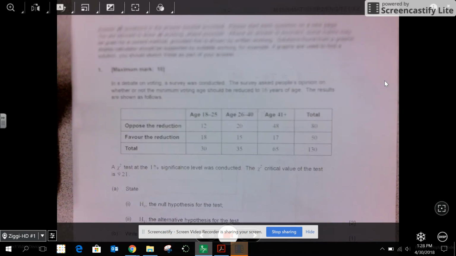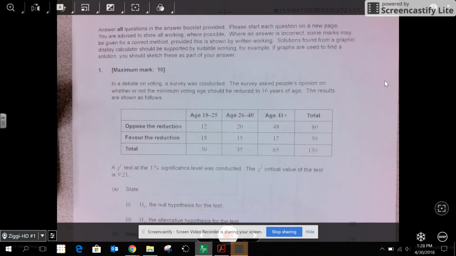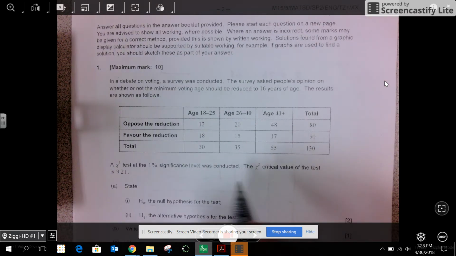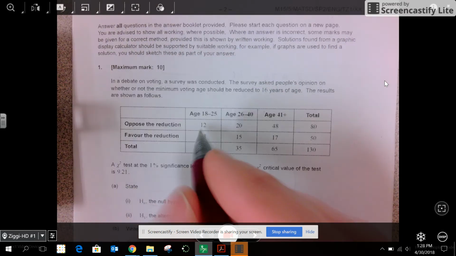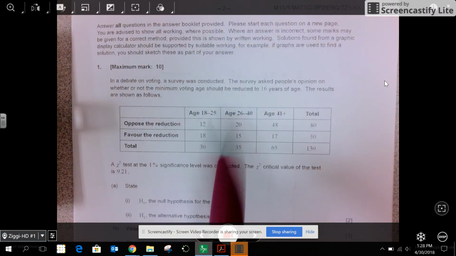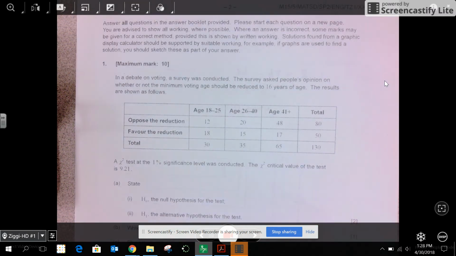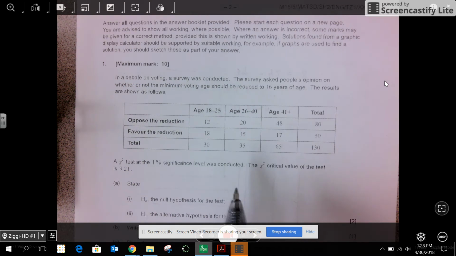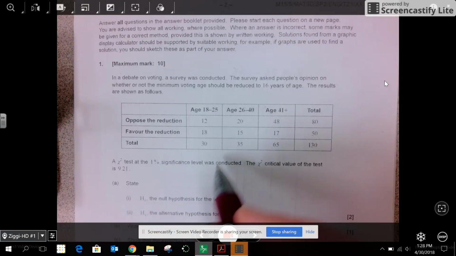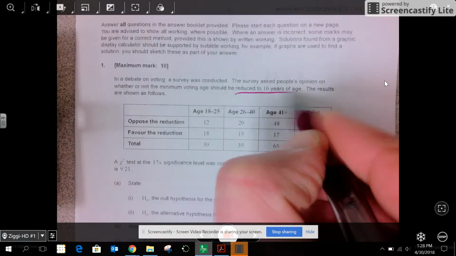Okay, this is the last one. I'm kind of going in weird order because I think this is the one you know how to do the most. Okay, so we have a chi-squared table here. Couple things to remember. Kind of briefly skim it. But they're figuring out whether people think the voting age should be reduced to 16.